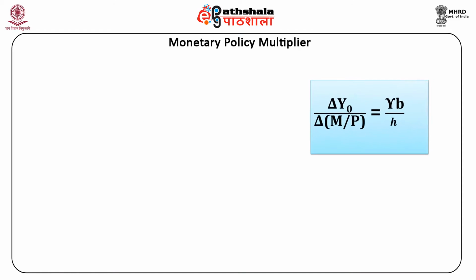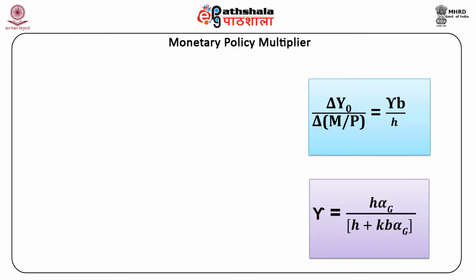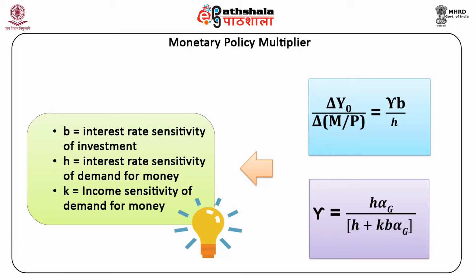ΔY0/Δ(M/P) = γb/h, where γ = h/(h + kbαG)·αG. Here, b is the interest rate sensitivity of investment, h is the interest rate sensitivity of demand for money, and k is the income sensitivity of demand for money.